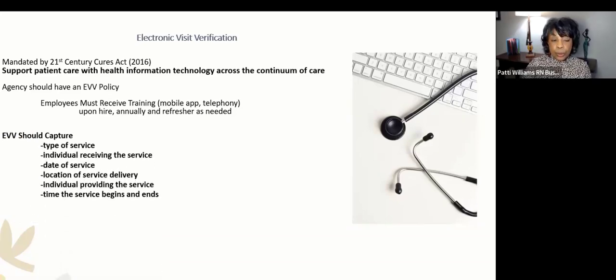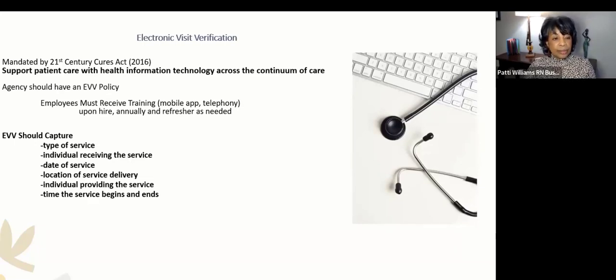Your electronic verification system should definitely capture all of these things: the type of service, the individual receiving the service, that would be your client, the date of service, the location of service, the individual providing the care, that is your aide, and the time the service begins and ends. So we know that if SanData's doing this for North Carolina, they provide all of that. But wherever you choose a system, you need to let them know my EVV needs to capture all of this.